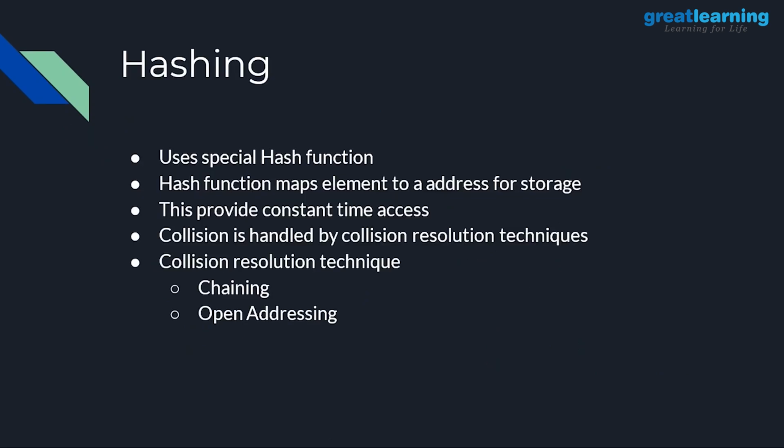So now let's talk about hashing. Basically, hashing is not a data structure, rather it's a technique which we use to implement our data structure, that is the hash table. Before talking about hash tables, let's talk about hashing. Basically, in hashing we use a special function called a hash function, which we use to map our elements to a particular address for storage. For example, if we are using a hash function, say x modulus 10, right?